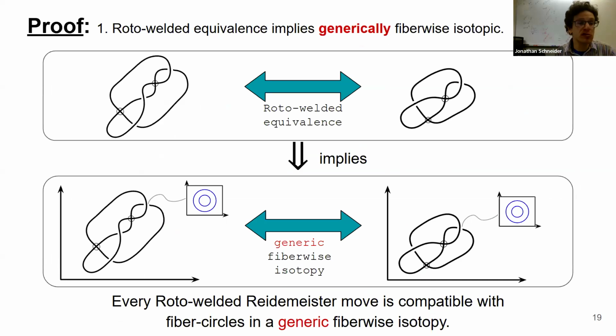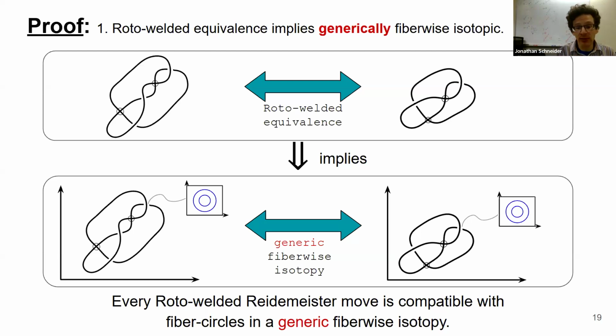2 steps in the proof. Step 1, if you start out already knowing that the 2 knot diagrams are roto-welded equivalent, then you can build a torus in force space that casts those shadows and moves in a way that casts a shadow corresponding to the very Reidemeister moves that you used in the equivalence, right? That's how we defined it.